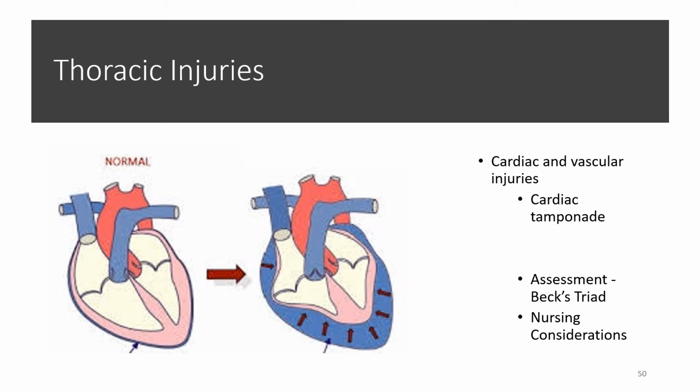Over on the left, you see a normal heart, the atria, the ventricles, and the pericardial space, the pericardial sac that surrounds the atria and the ventricles. And that typically has maybe not even quite a medicine cup full of fluid in it, just enough to keep things lubricated and moving as they should.